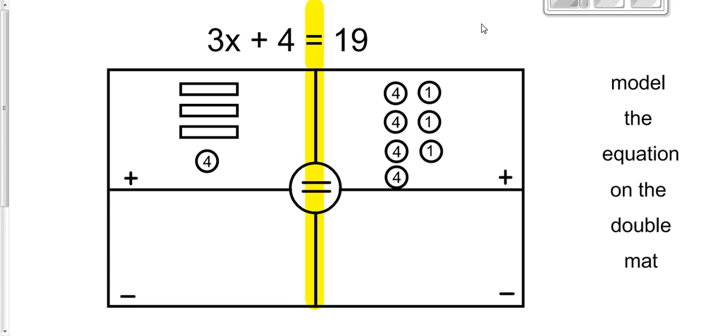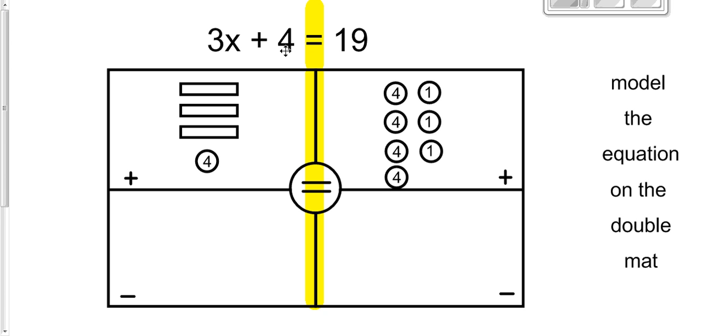So to begin, let's model the equation on the double mat. Notice we have two algebra tile mats side by side with an equal sign in between. So we're going to represent the left side of the equation on the left side of the double mat and the right side of the equation on the right side of the double mat. The variable x is represented by a rectangular piece, and our singles, remember, can be represented as large tiles, a 4 tile, or as single 1 tiles. Any value that you want that works for your equation.